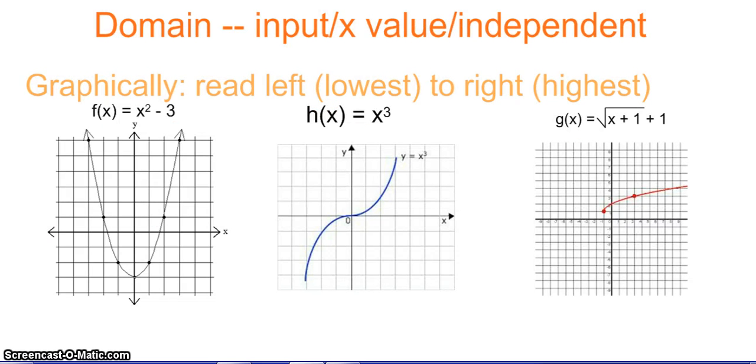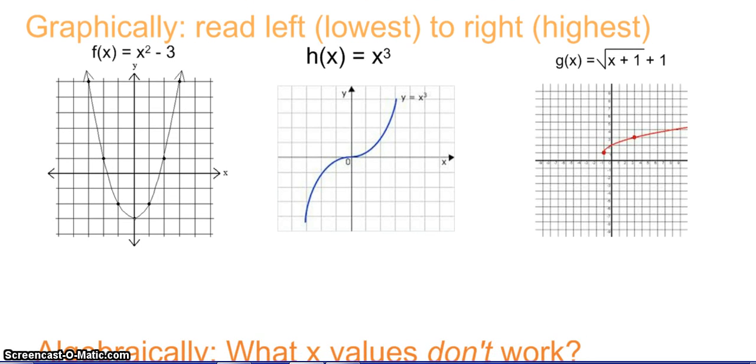So we're going to start by focusing on domain, which again is your input values, your x values, all of your independent variables. We're going to look at them graphically first. So graphically you can read from left to right because we're talking about x values, which represents the x-axis. Reading from left to right will be reading from lowest to highest. So if you think about really big negative numbers, if you put in a big negative number, you're going to get a value back out. If you put in any of these values for x, you will get a y value that corresponds. Might be above the axis, below the axis, but you're always going to get something back out.